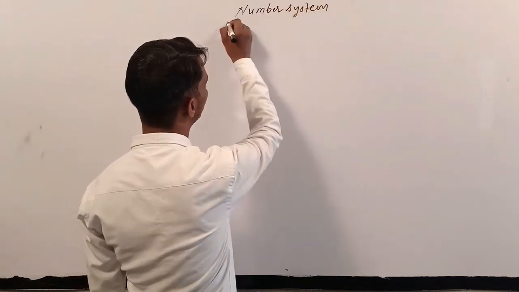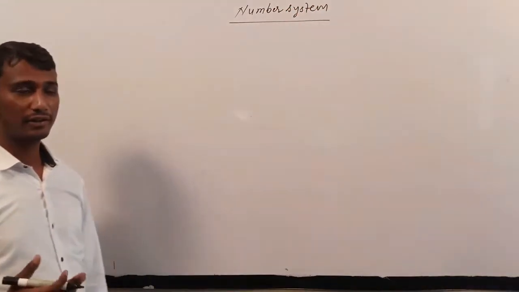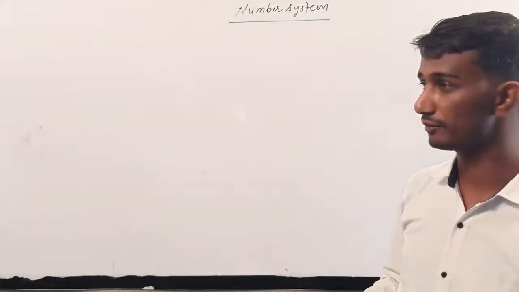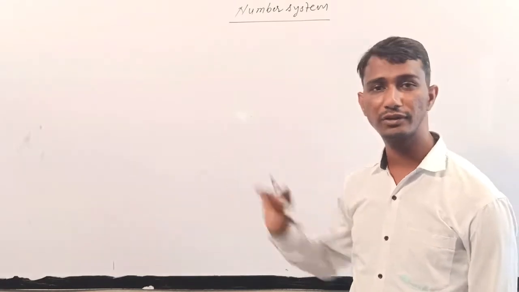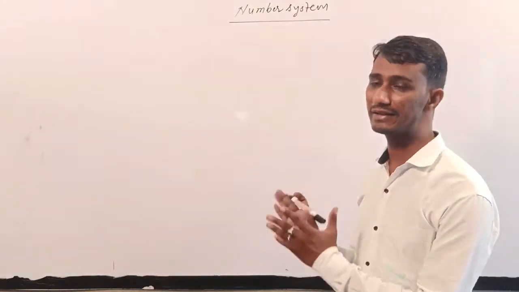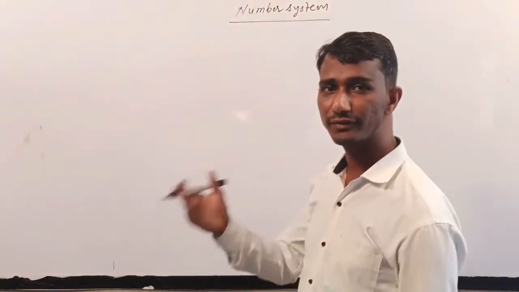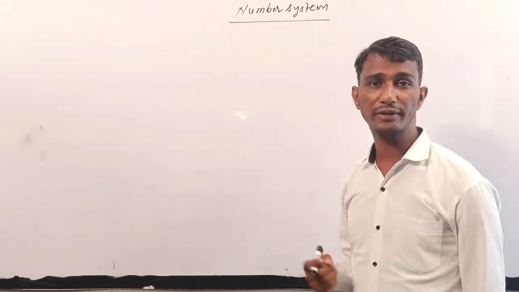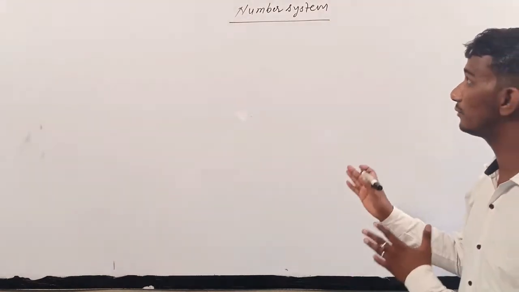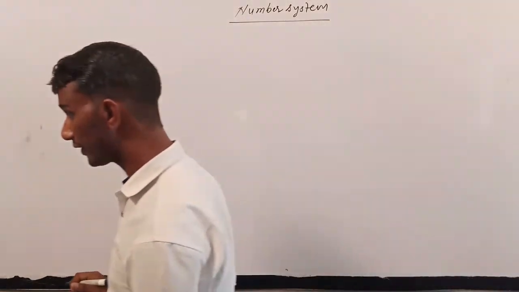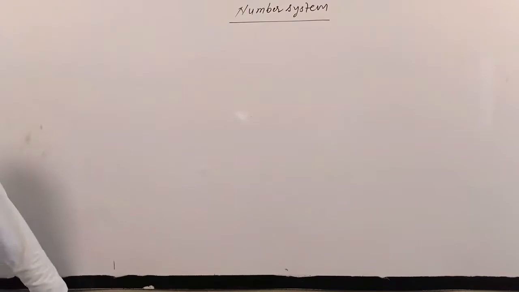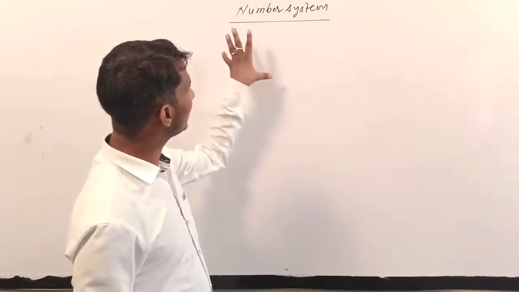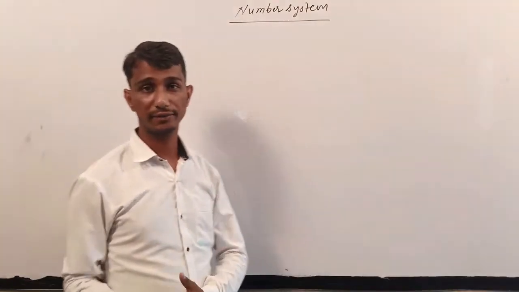Number system. In the number system you have studied about rational numbers and irrational numbers: how to represent a rational number on the number line and how to find rational numbers between two numbers. That is our first video. In the second video we studied about irrational numbers and how to locate them on the number line. But today we shall discuss real numbers.